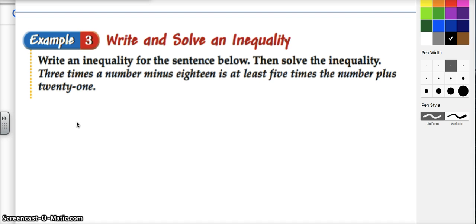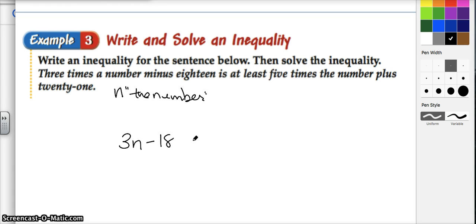Here in example 3, we're going to write and solve an inequality. Write an inequality for the sentence below, then solve the inequality. 3 times a number minus 18 is at least 5 times the number plus 21. So the number, let's say n is the number. So 3 times a number would be 3n minus 18. I'm subtracting 18 is, so this is where we get the comparison, is at least.